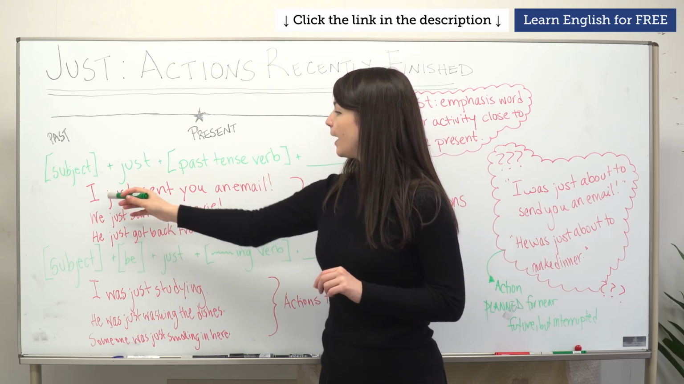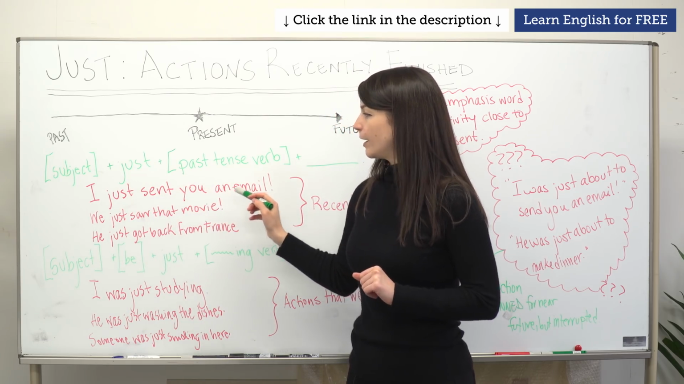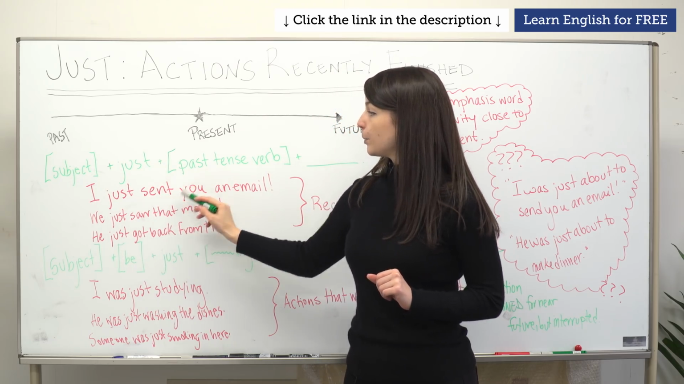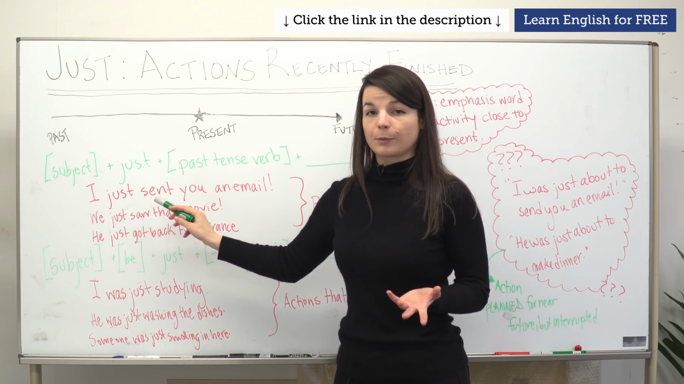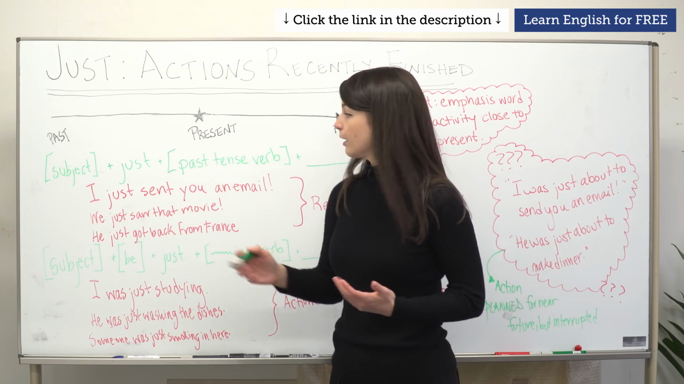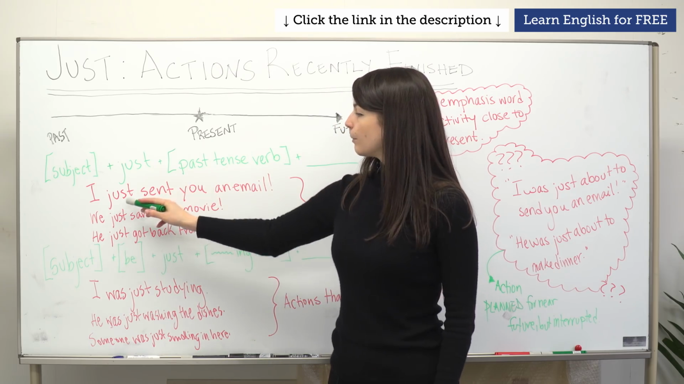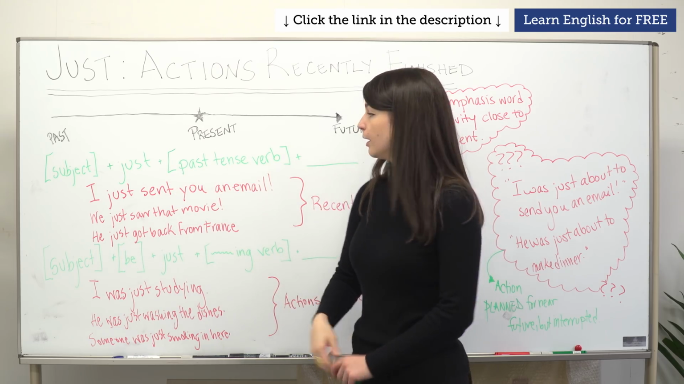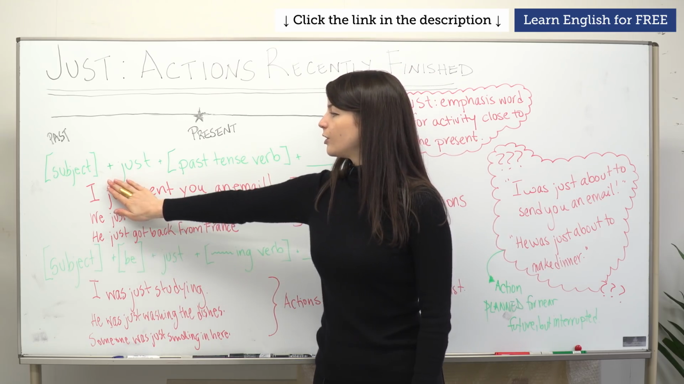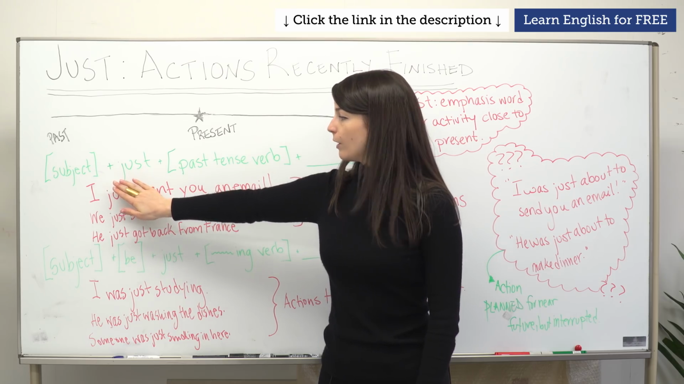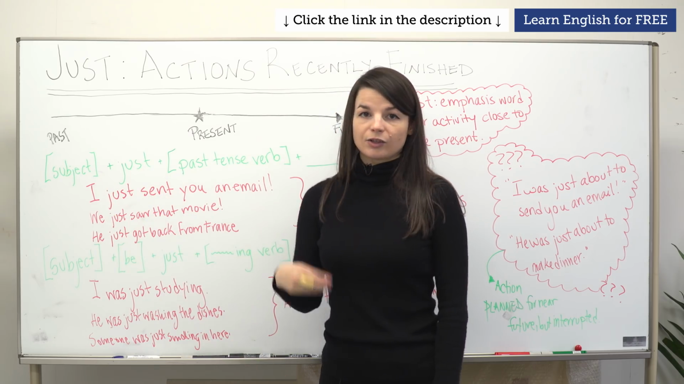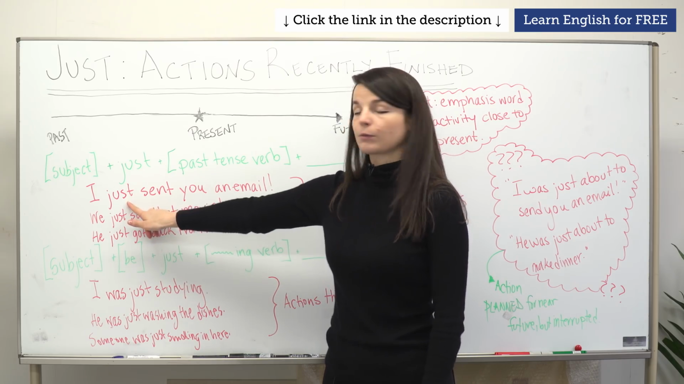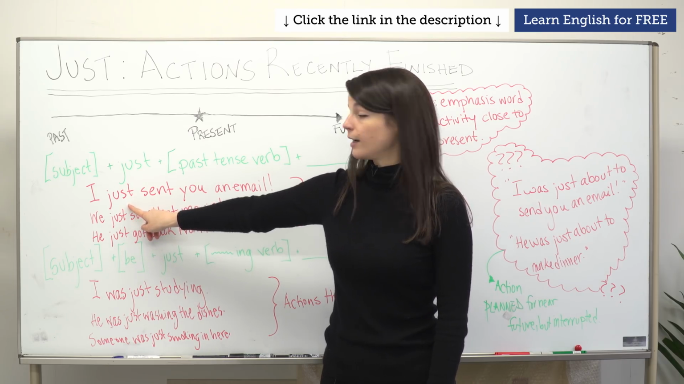First example, I just sent you an email. So here my subject I, followed by just, and then my simple past tense sent, which is the past tense of the verb send, you an email. So this is something that happened very, very recently. I just sent you an email. We can drop the word just here. I sent you an email. However, using the word just shows how recently the action happened. So this is an emphasis word. We can see it pretty clearly here, I think.